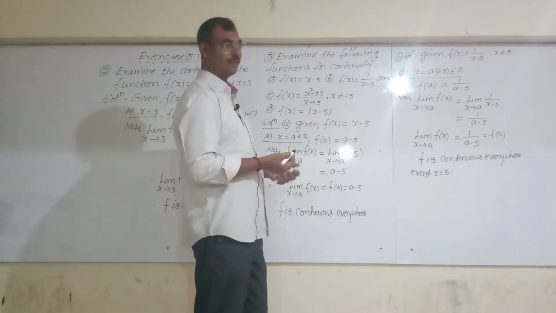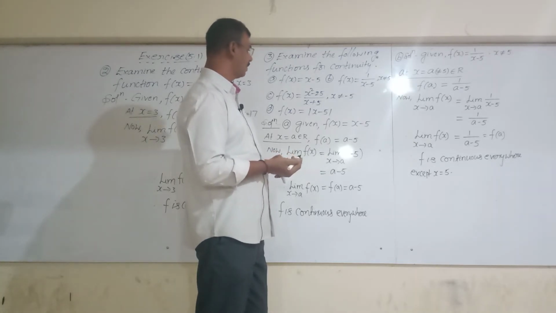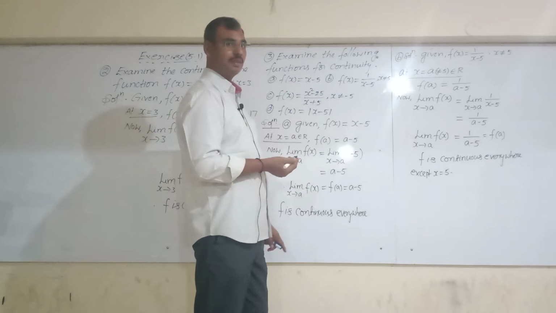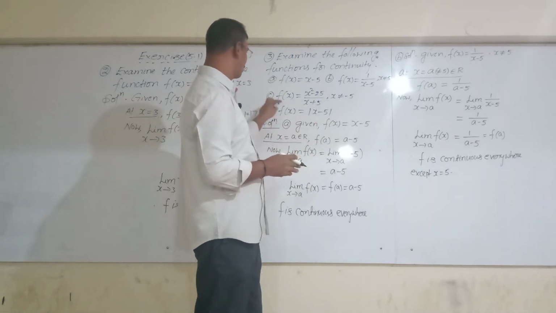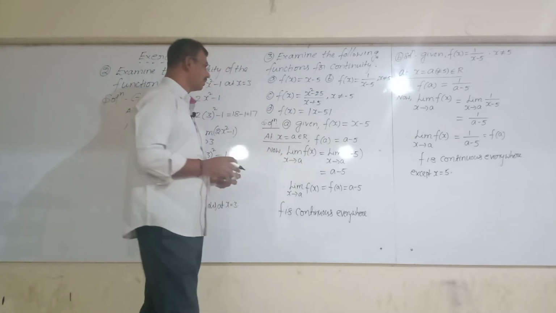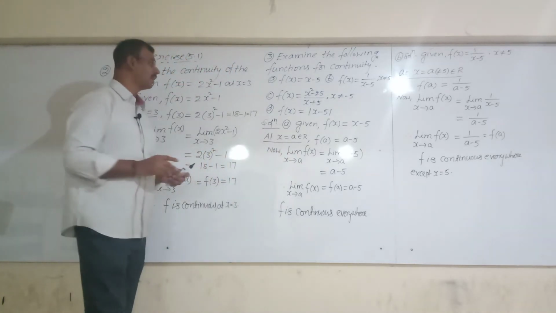This is the second problem. Is it clear? Very simple method. So mathematically we should do it, and answers are coming. Now we are going to the third part. What is the third question here?